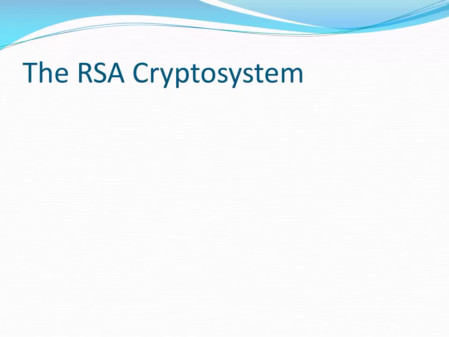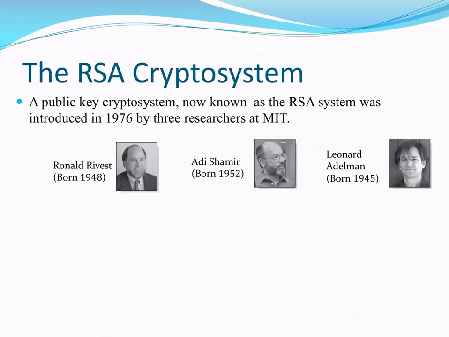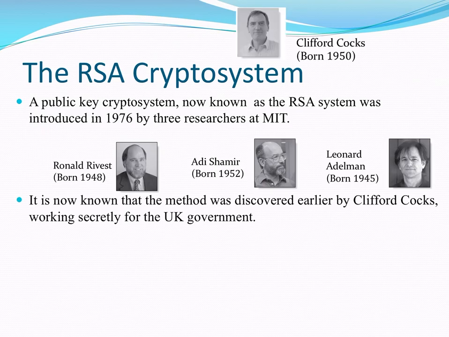This is Rosen, Discrete Mathematics and its Applications, section 4.6 on cryptography. And here we discuss the RSA cryptosystem. It is a public key cryptosystem introduced by these researchers, and it's named for the initials of their last names. However, it was discovered earlier than these gentlemen by a man named Clifford Cocks, working in a classified environment in the UK.